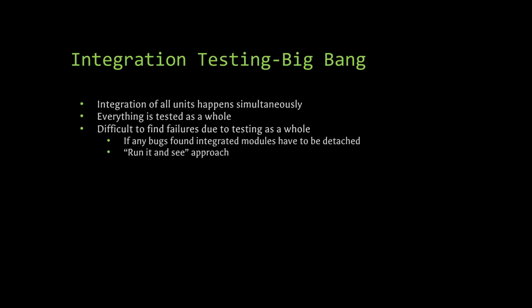When you look at Big Bang, you see integration of all units happens simultaneously. Basically, everything's tested at once. It's difficult to find failures due to testing as a whole, and if any bugs are found, integrated modules have to be detached, and then you run it again to see where the problem is.